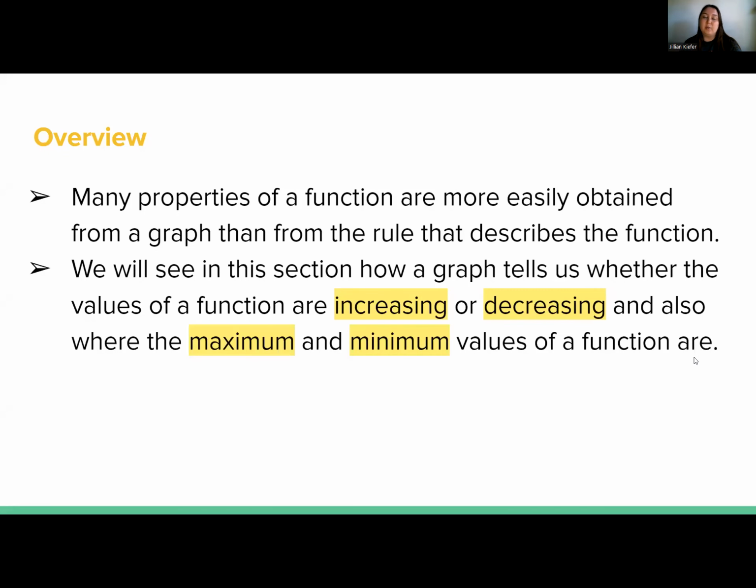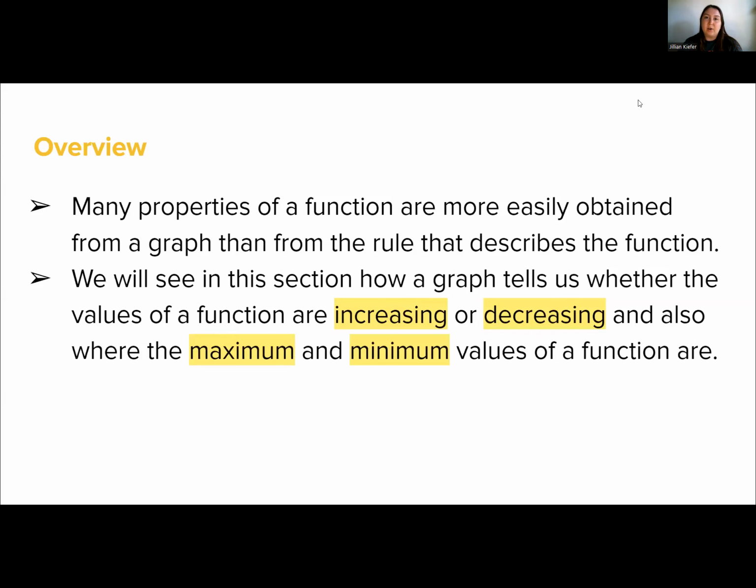As an overview, many properties of a function are more easily obtained from a graph than from the rule that describes the function, aka the actual function equation. Looking at the graph, we can get a lot more information than just the function itself, which is why we want to know how to pull information from graphs. We see in this section how a graph tells us whether the values of a function are increasing or decreasing, and also where the maximum or minimum values of a function are.